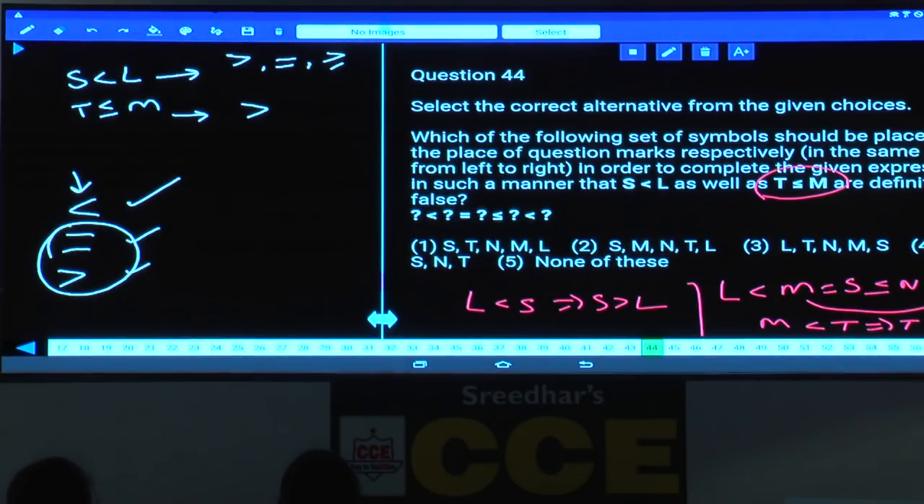Now I got that M is lesser than T. Hence I have proven a case wherein T greater than M is true. As T greater than M is true, lesser than will be false. Then what is your answer here? Choice 4 is the answer.